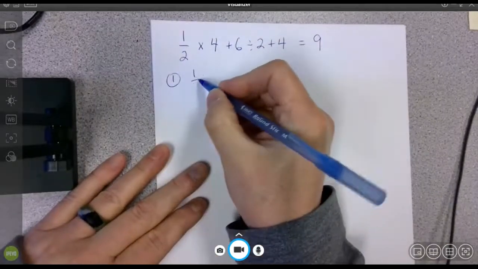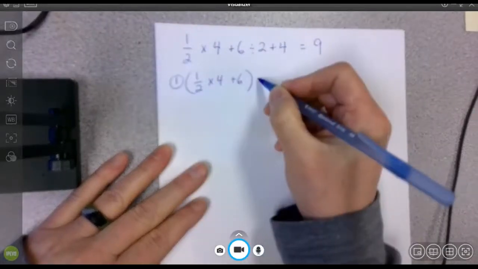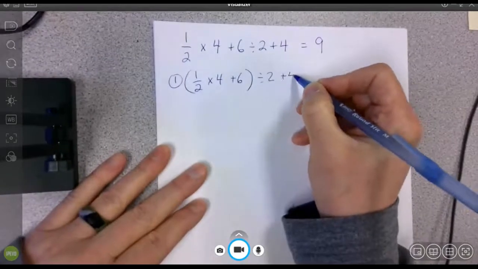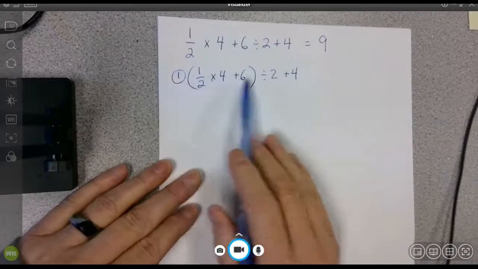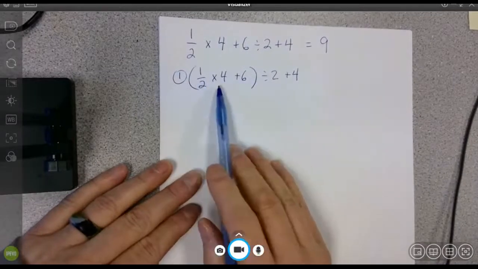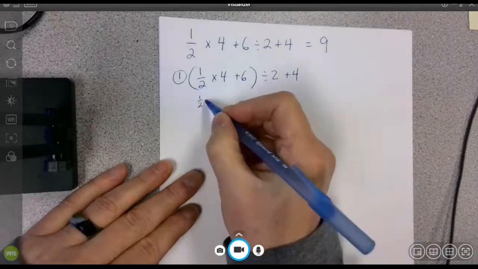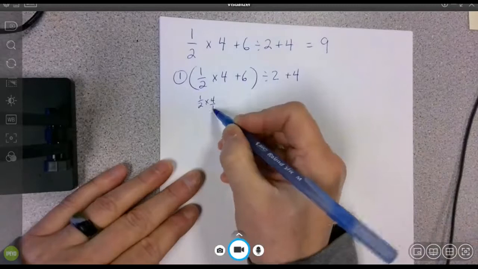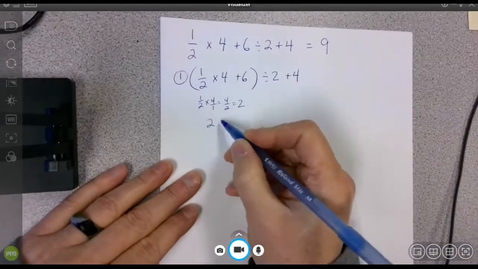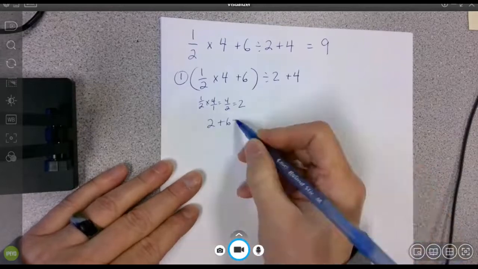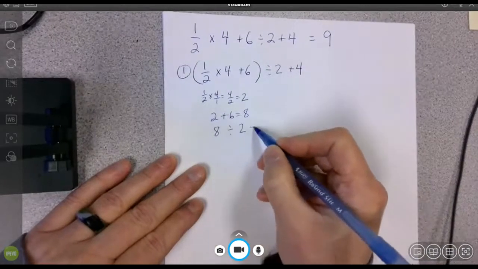I'm going to put it around 1/2 times 4 plus 6, and then finish my problem divided by 2 plus 4. So inside my parentheses, I still have to do my order of operations. Multiplication comes before addition. So 1/2 times 4 will equal 4/2, which would equal 2. So I know 2 plus 6 then equals 8. So 8 divided by 2 plus 4.